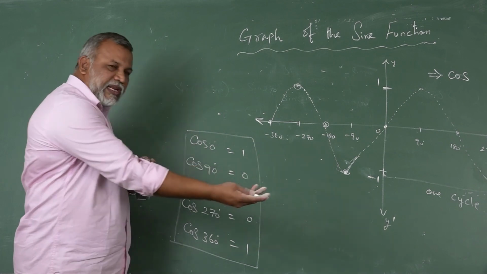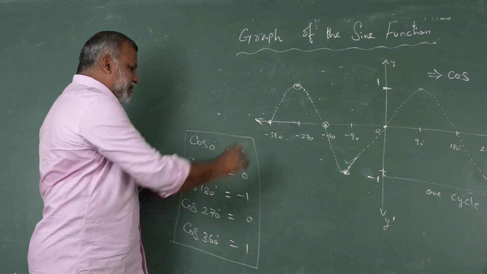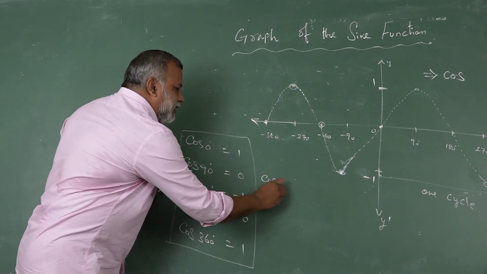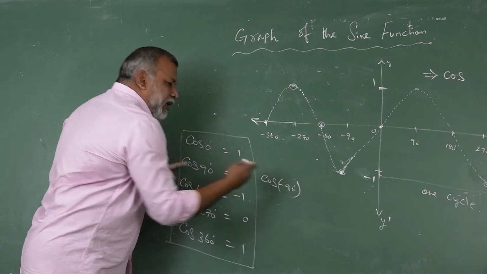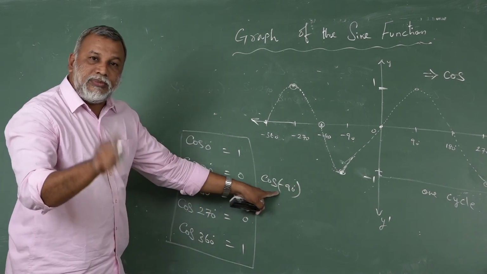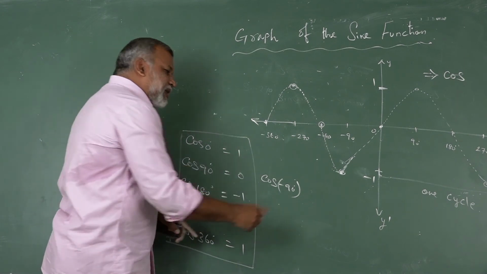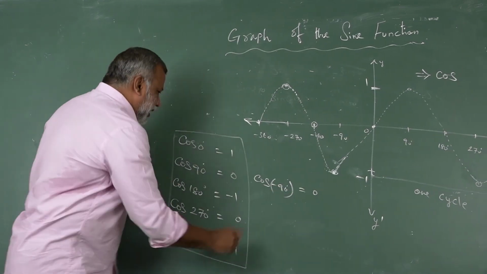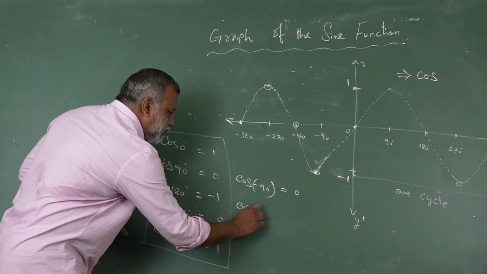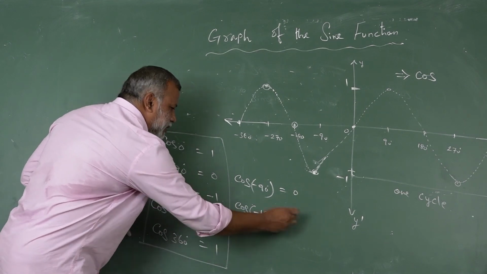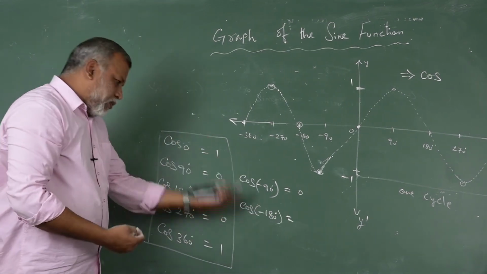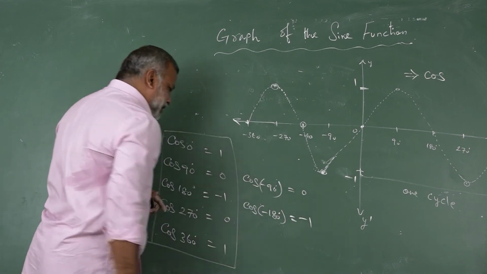Once again for the negative side, same, 0 once again same. Cos of minus 90. What is the meaning here? Cos absorbs the negative, so it will produce the same result only. Here cos of minus 180. Cos absorbs the negative, once again producing the same result.